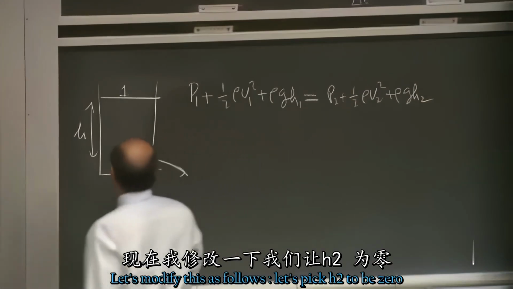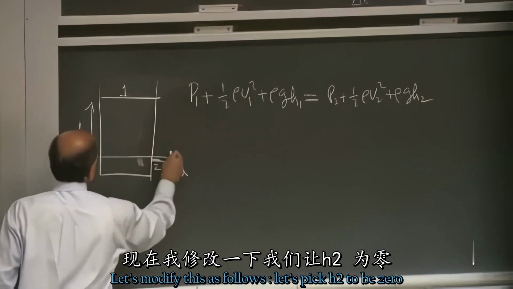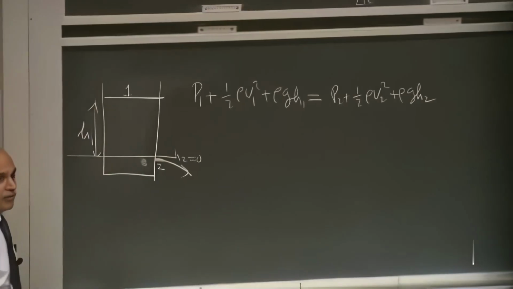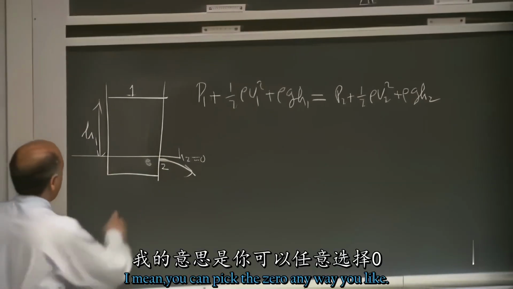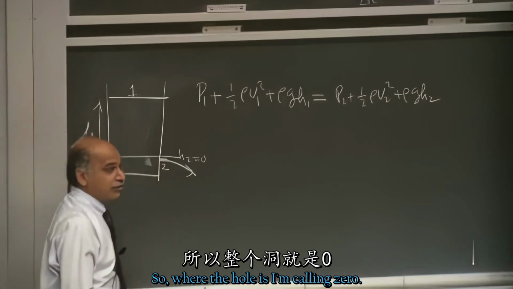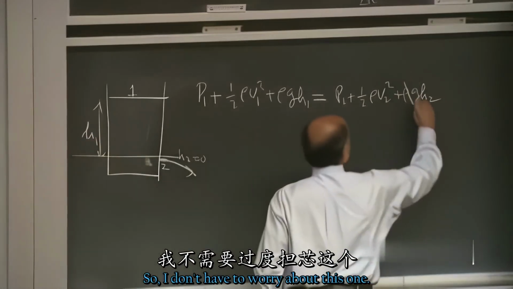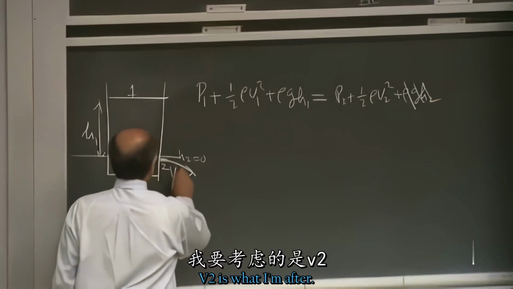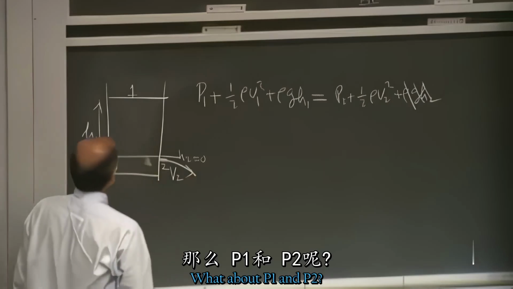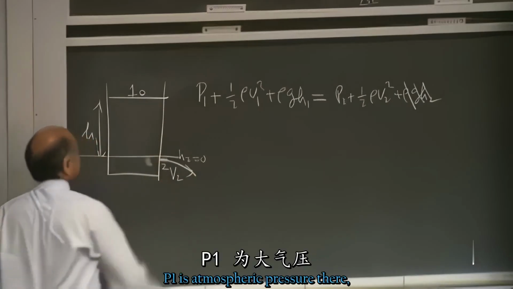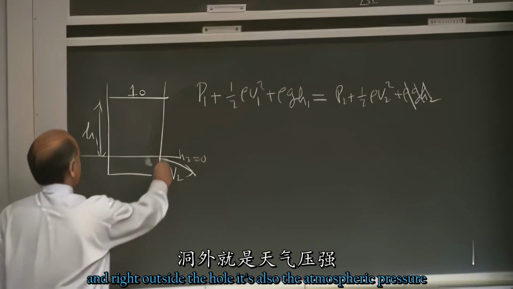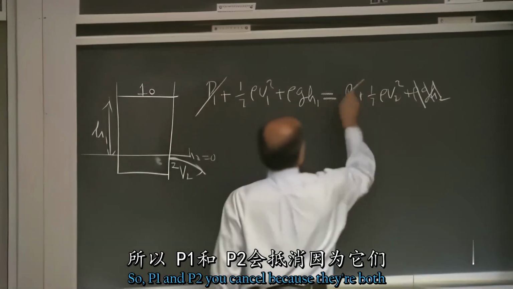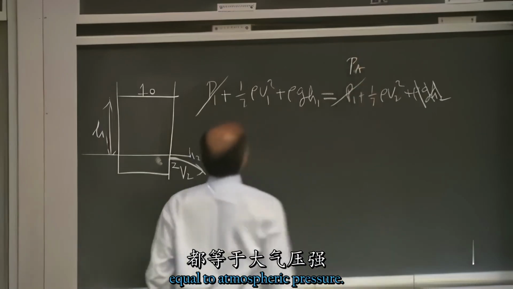Let's modify this as follows. Let's pick H2 to be 0. Then H1 is just this. I mean, you can pick the 0 any way you like. So where the hole is, I'm calling 0. So I don't have to worry about this one. V2 is what I'm after. What about P1 and P2? P1 is atmospheric pressure there. And right outside the hole, it's also the atmospheric pressure. So P1 and P2, you cancel because they're both equal to atmospheric pressure.